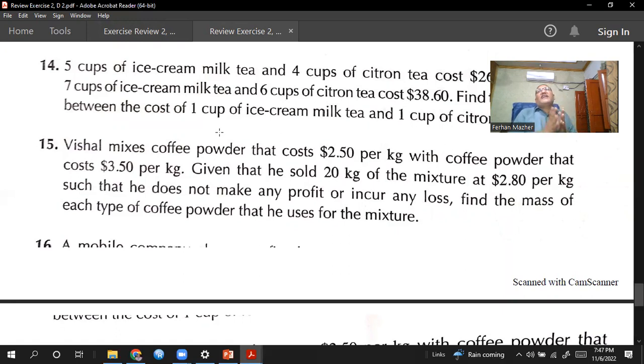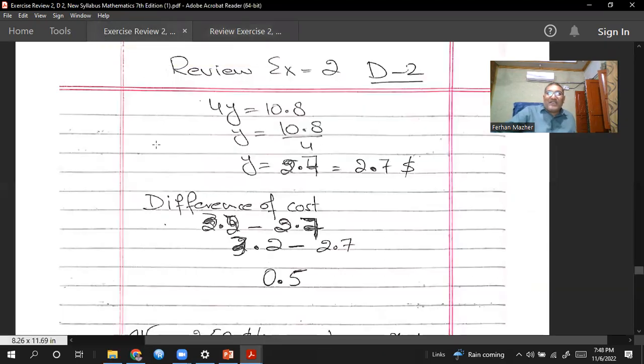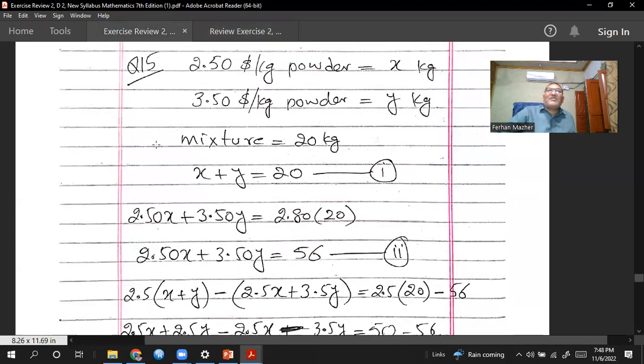So suppose the coffee powder which costs $2.50 per kg is X kg, and the coffee powder that costs $3.50 per kg is Y kg. When you mix them together, the mixture is 20 kg. So X plus Y is 20 kg, and because they have made no profit, no loss, X into 2.50 plus Y into 3.50 will be equal to 20 multiplied by 2.80. So these are my two equations on which I will be solving this question.